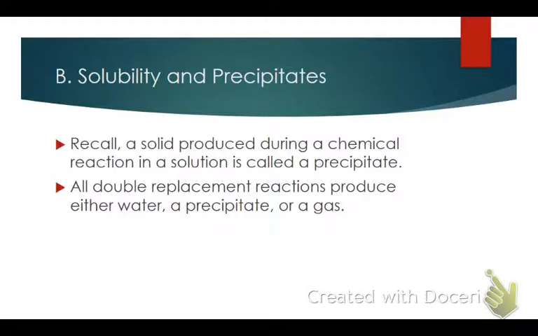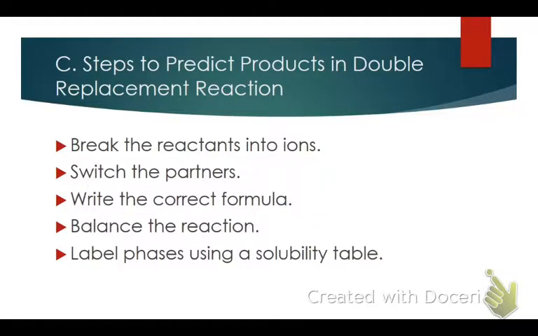So double replacement reactions can do a couple of things for an actual change to be taking place. That includes making that precipitate, producing water, and sometimes a gas can be formed. These are the steps to walk through how to do double replacement, and I'm going to walk you through these five steps in this very first example.